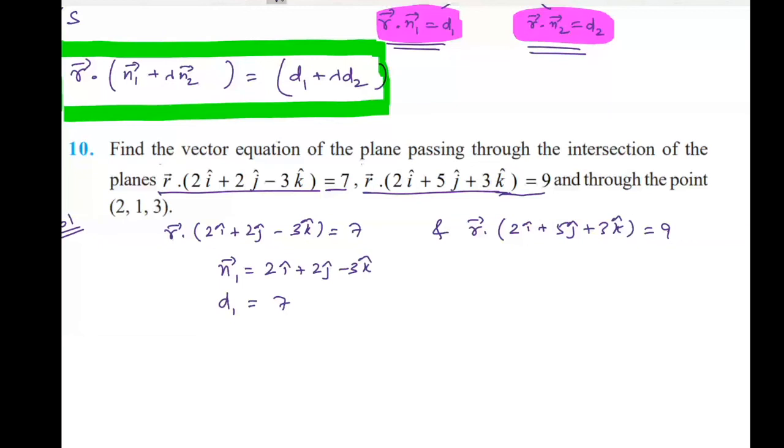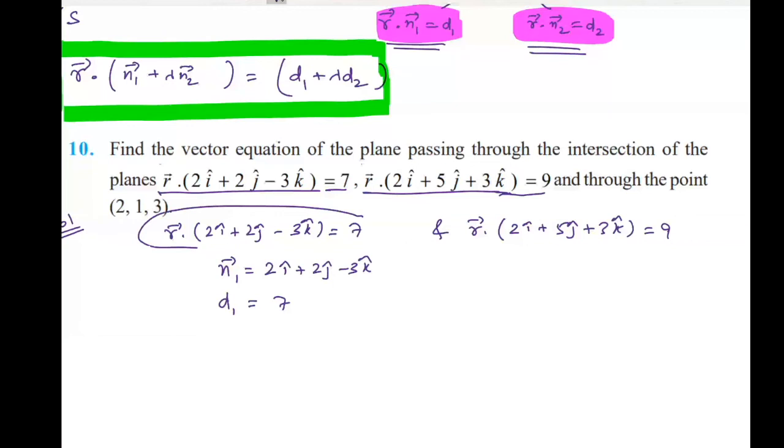Sometimes students try to convert this into standard form like this. It is not needed, please remember. That is just a waste of time, so please do not do that. So this is n1 and this is d1.